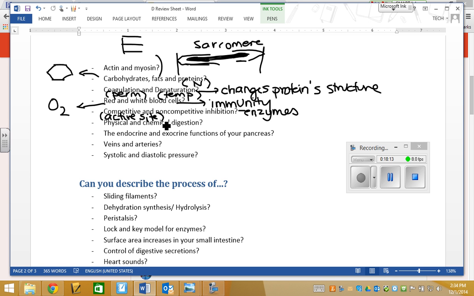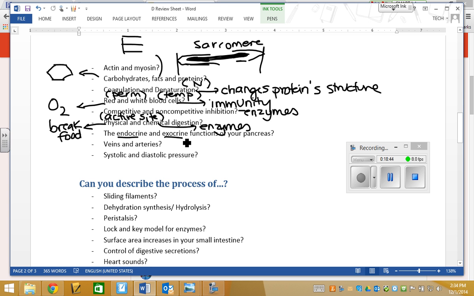Now for physical and chemical digestion, physical digestion is when you break your food, like with your teeth. Chemical digestion is what enzymes do. So when they're actually physically breaking the chemical bonds between molecules, when your teeth, for example, chew your food, or the muscles in your stomach churn your food around, that's mechanical digestion.